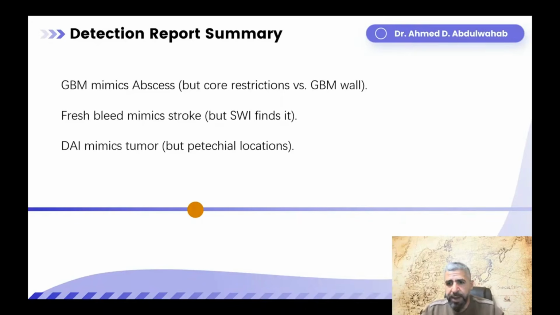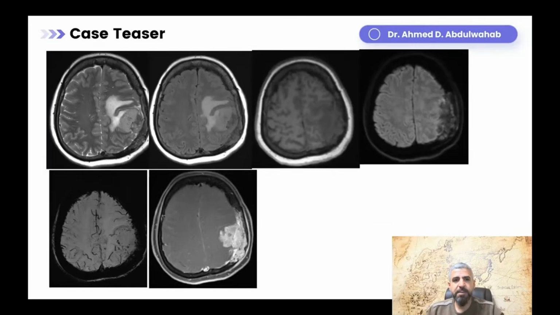And this is your next puzzle. Look at this case: metastasis or glioblastoma. This is the case teaser. This is T2. This is FLAIR, T1. And this is the susceptibility weighted imaging. And this is the diffusion, by the way, sorry. And this is the post-contrast.